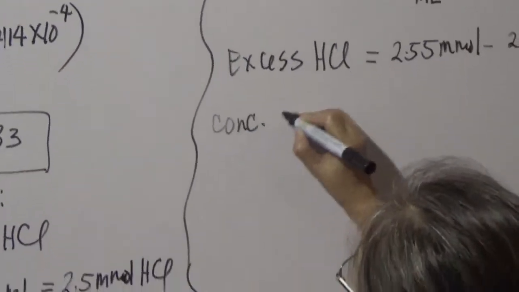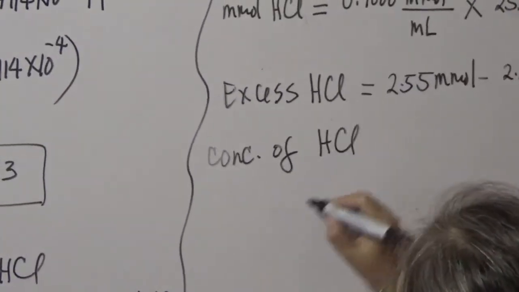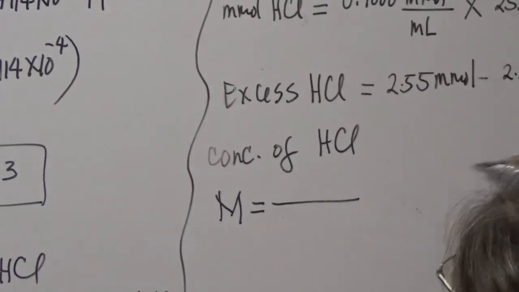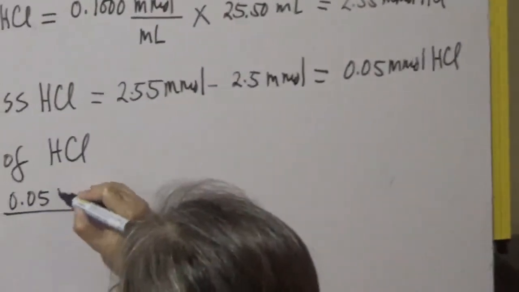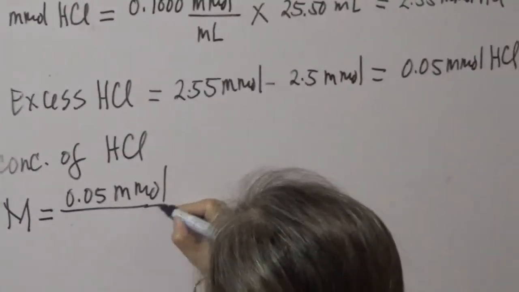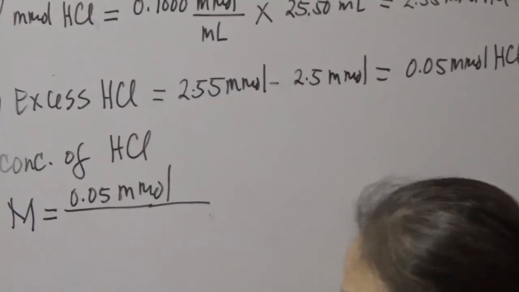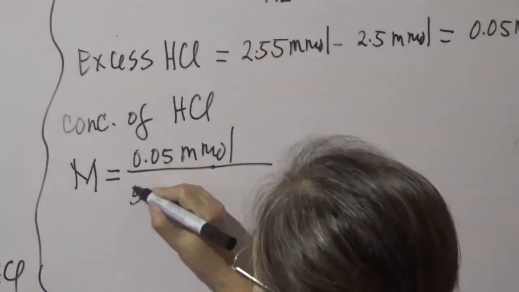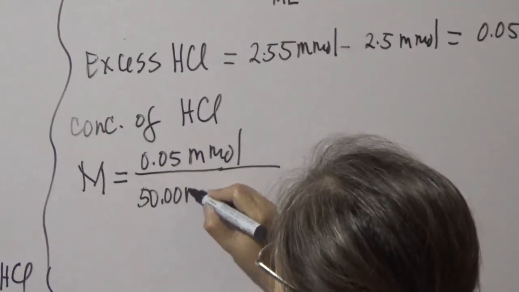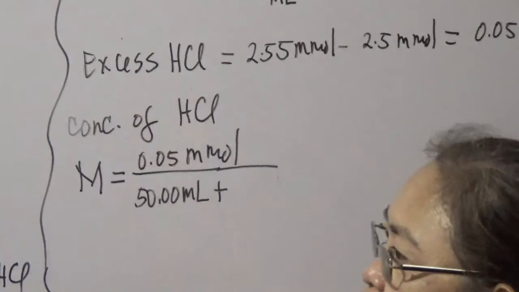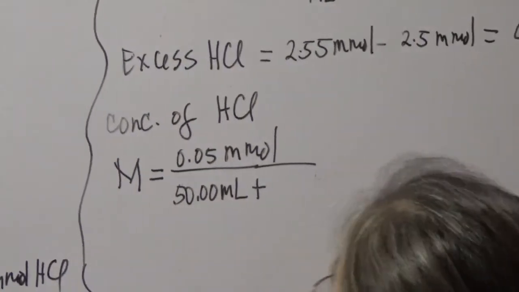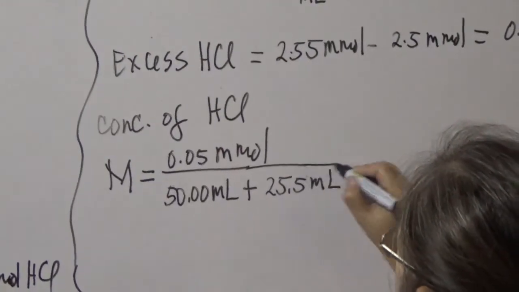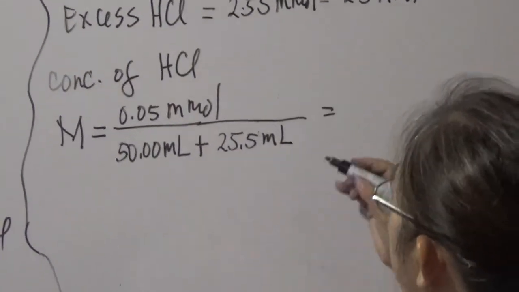So the concentration of HCl in molarity will be equal to the amount in millimole, 0.05 millimole, divided by the total volume of the solution. So what is now the total volume? Initially, we have 50 ml plus the addition of how many ml hydrochloric acid? 25.5 ml. So the total volume is 75.5.